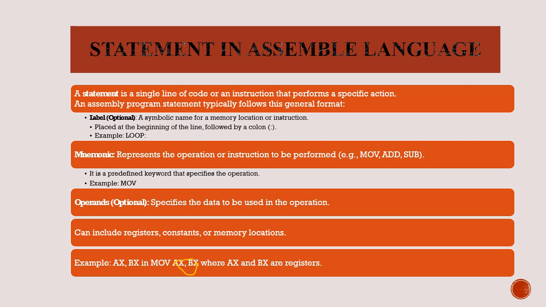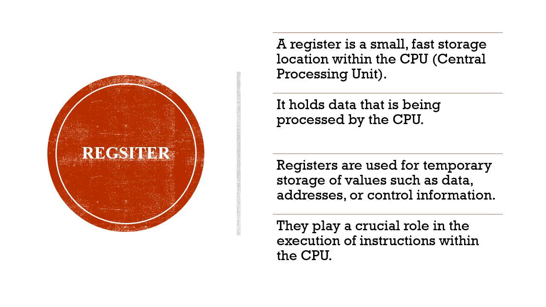As we move forward, we'll be looking at more and more of it. Now, these registers that we'll be discussing, what is a register? In our next slide, we'll discuss the meaning of these registers. A register is a small, fast storage location within the CPU, which is the central processing unit. It holds data that is being processed or is currently in execution by the CPU.